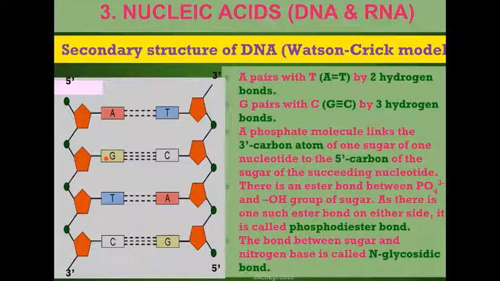So, a phosphate molecule links the 3' carbon atom of the sugar of one nucleotide to the 5' carbon atom of the sugar of the succeeding nucleotide. There is an ester bond between the phosphate and the OH group of the sugar. As there is one such ester bond on either side, it is called a phosphodiester bond. The bond between the sugar and the nitrogen base is called the glycosidic bond.